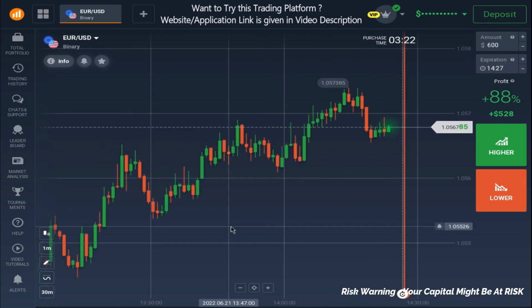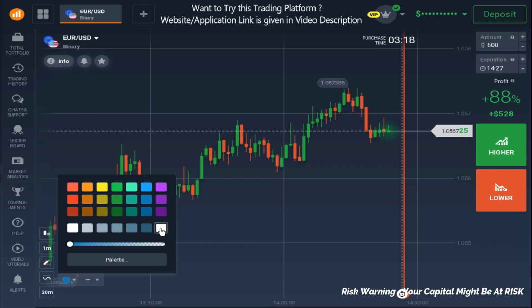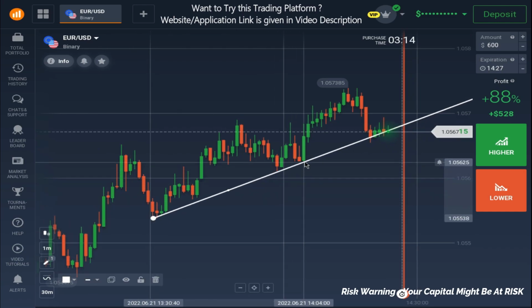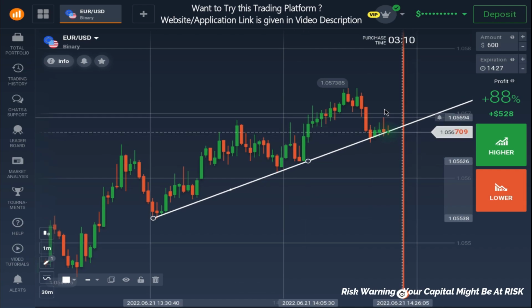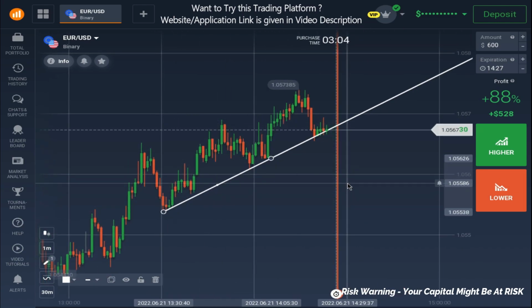As you can see, I'll start by drawing a trend support level. This is a swing low, and I am connecting these swing lows here, and you will see this is where the market is supporting. So this is a confirmed trend support level.